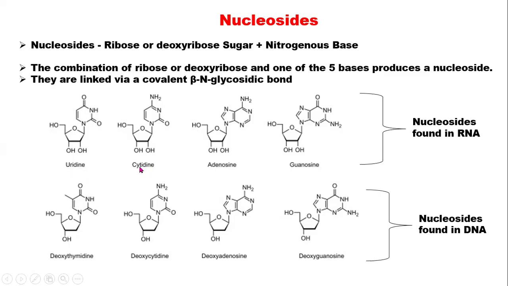The nitrogenous base here is what? Cytosine. Without the phosphate group, you have the cytidine. So also adenosine, guanosine. These are found in RNA. While the nucleosides that are found in DNA, you have what? The deoxythymidine, because the pentose sugar here, the OH is absent. You only have hydrogen instead of OH. That is why it is deoxyribose. You remember? So in DNA, you have the deoxythymidine, the deoxycytidine, the deoxyadenosine, and the deoxyguanosine.